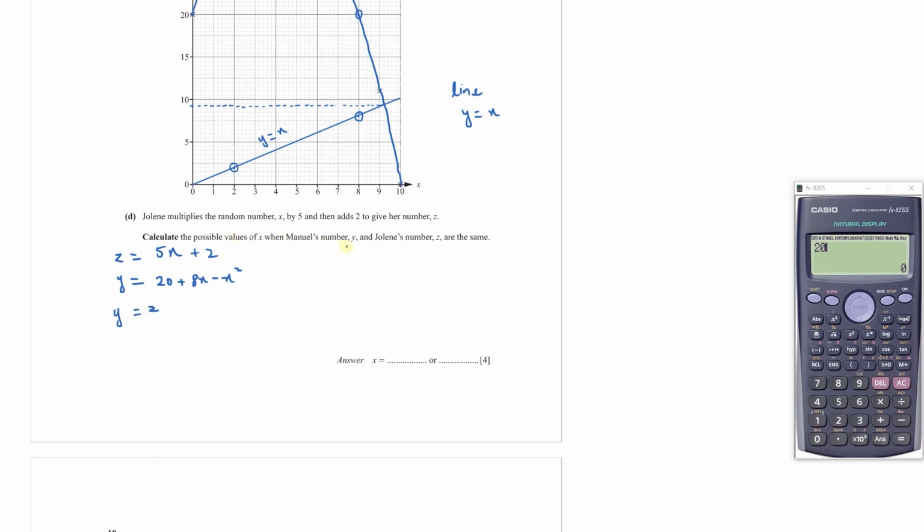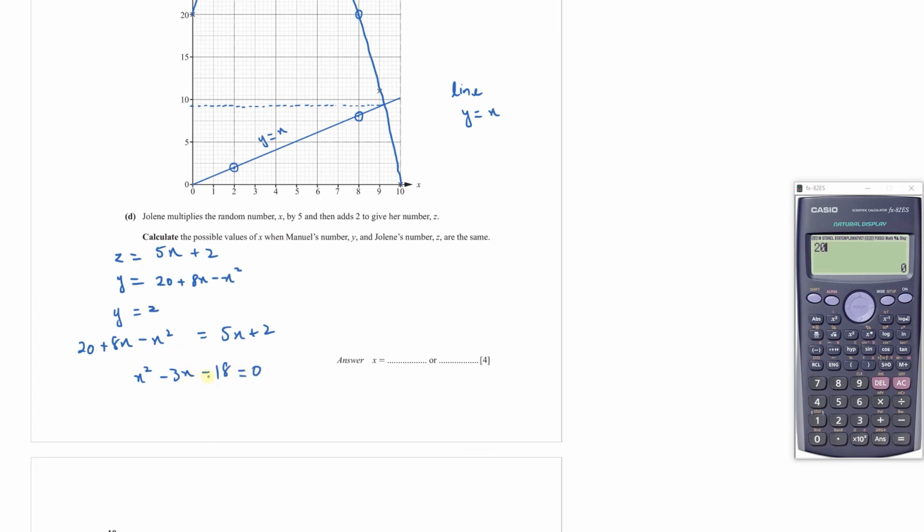Stated here when y and number z are the same. So y equals z means I can substitute the values of y and z here. So y is 20 plus 8x minus x squared, and z is on the other side 5x plus 2. Now I can solve this equation to find the values of x. So let's take everything to the right side. So I will get positive x squared. This 8x will be negative, so 5 minus 8 will be minus 3x. And this 20 will go there, become minus 20. 2 minus 20 will be minus 18 equals 0.